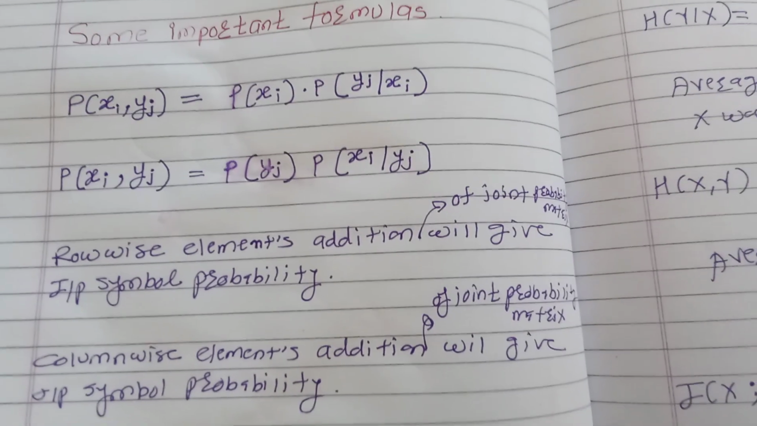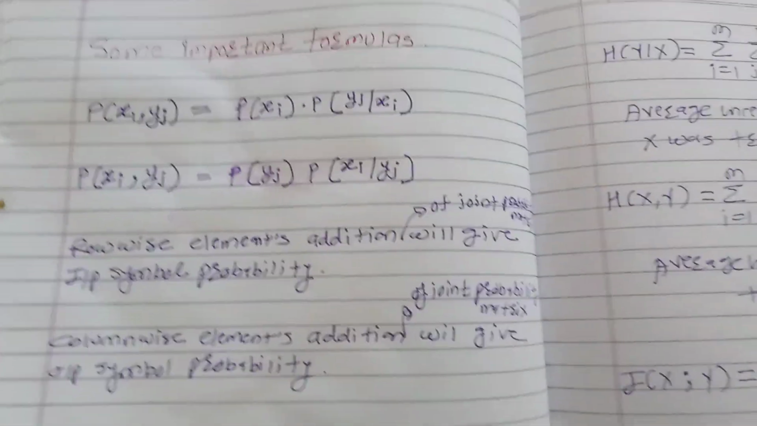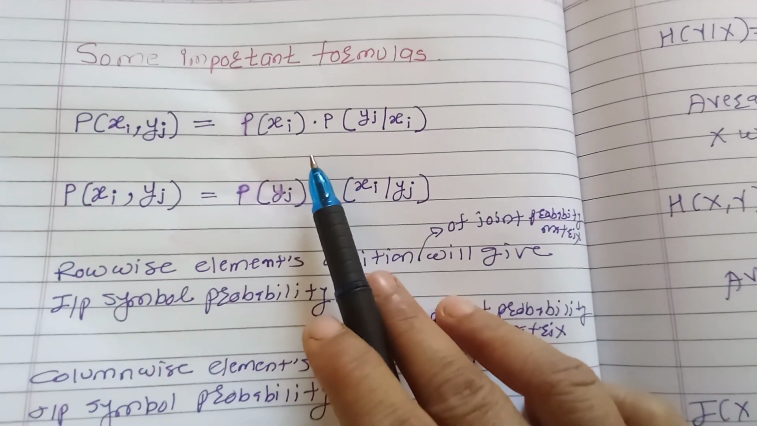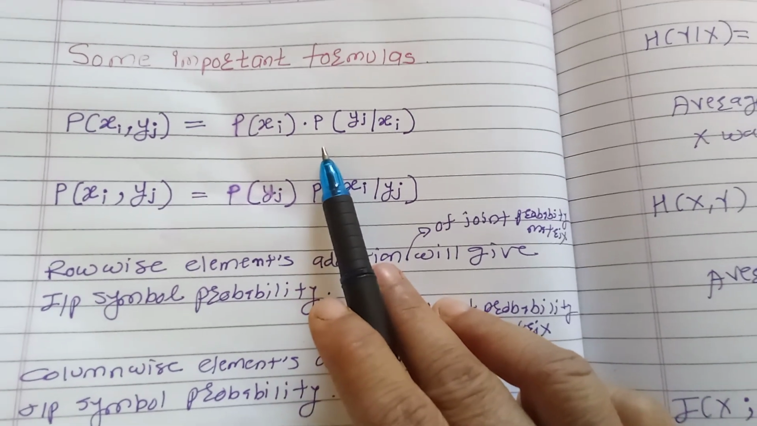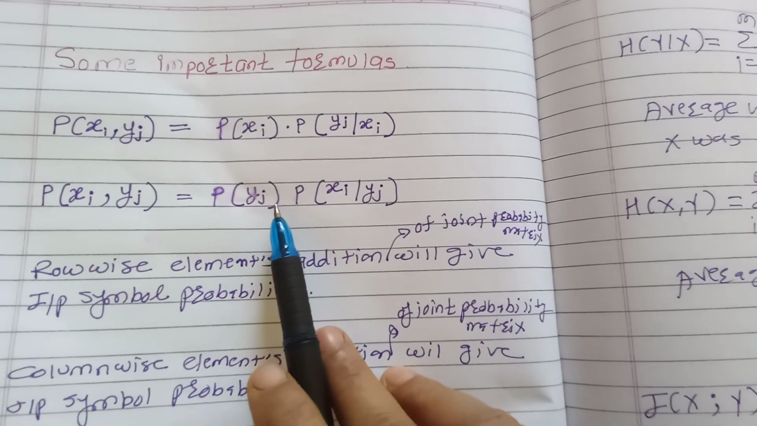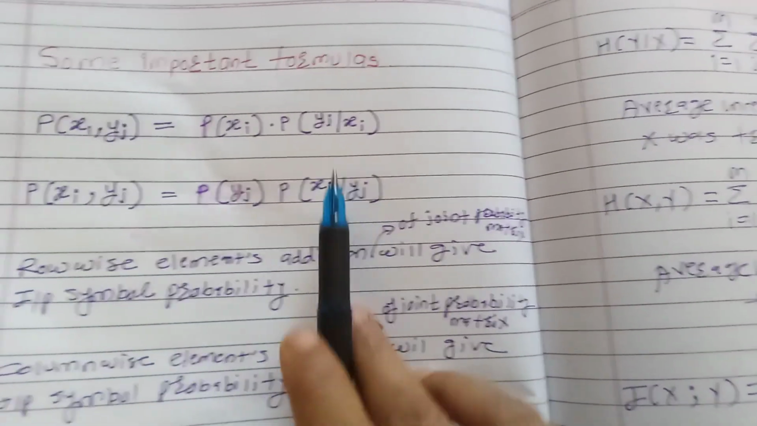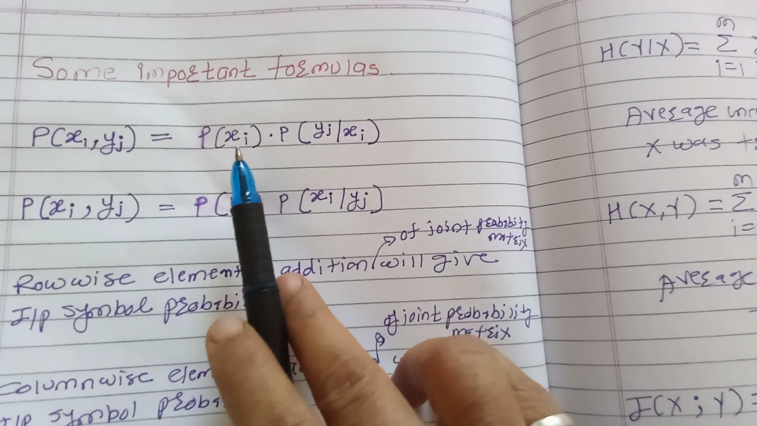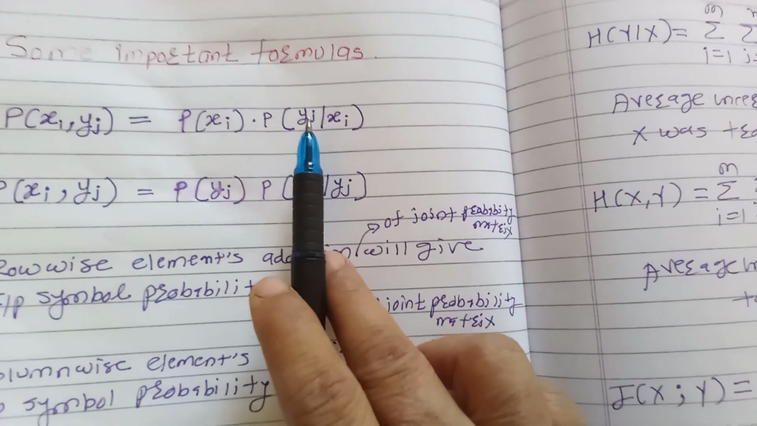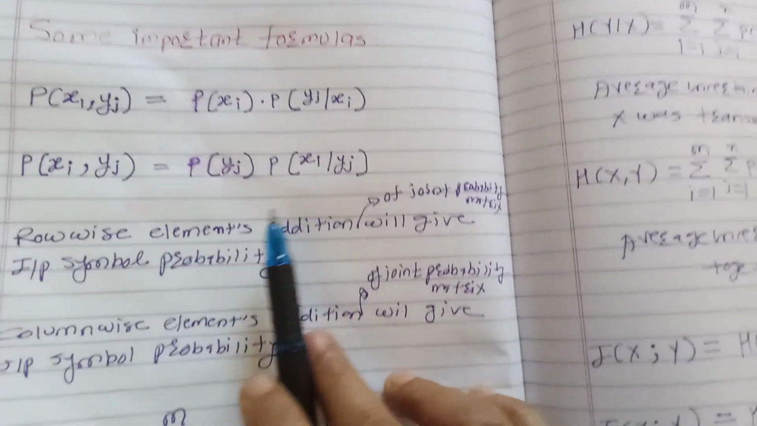Let us revise some important formulas in the information theory chapter. The first one is the joint probability: P(xi, yj) is given by P(xi) into P(yj given xi). Similarly, we can write P(yj) into P(xi given yj). So here you can remember this: if it is xi, then here it should be yj; here yj, then it should be xi.